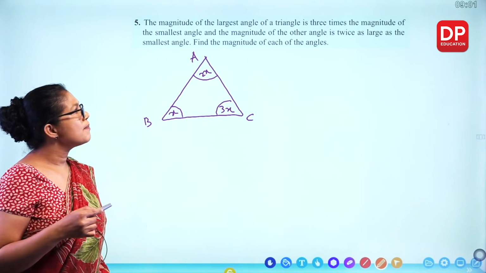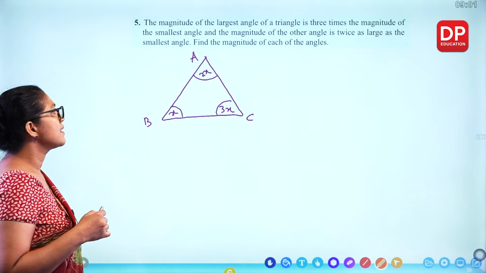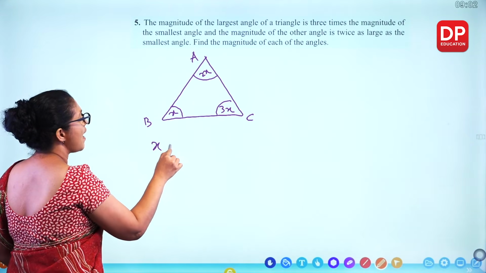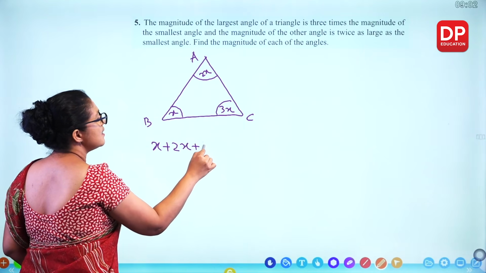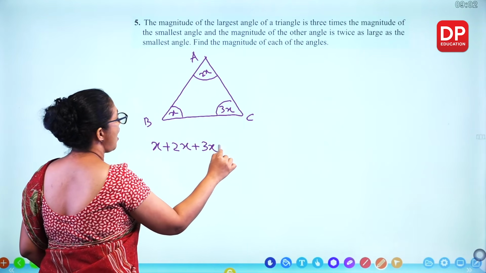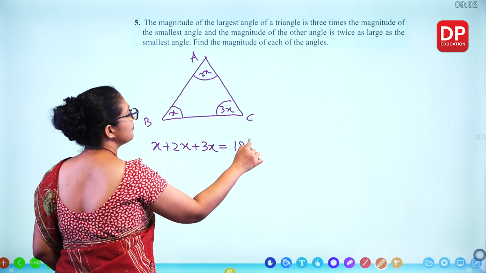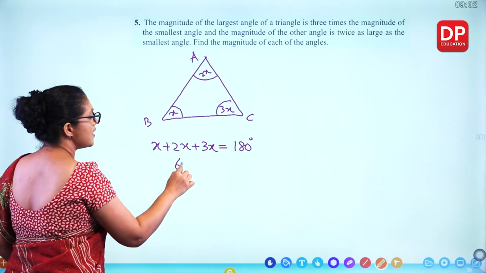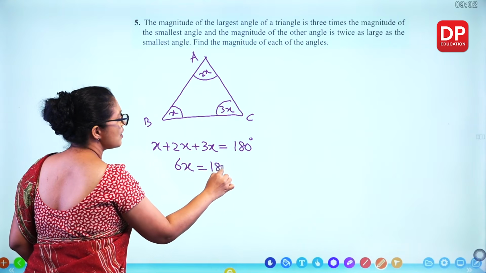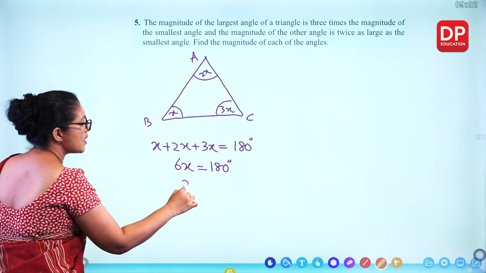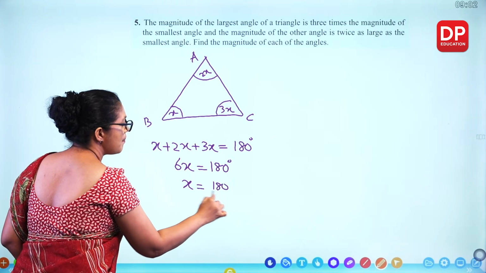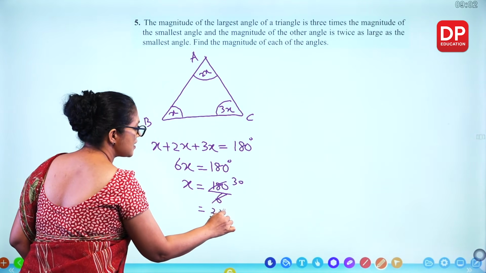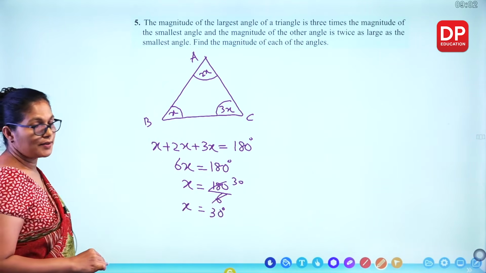Now they are asking to find the magnitude of each of these angles. So this is a triangle. The sum of angles in a triangle adds up to 180. 3x plus 2x, 5x, and 1x becomes 6x is equal to 180. So what is x? You divide by 6. You get 30 degrees for x value.